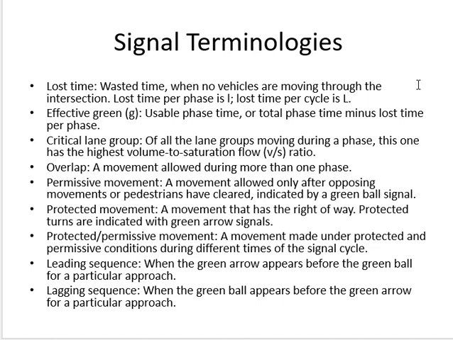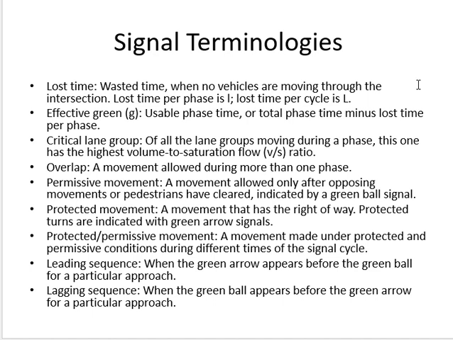If you have multiple lane groups which are happening in the same phase, you will calculate the V by S ratio for each one of them, and for the design you will take the one which has the highest ratio, and that one is called the critical lane group. Overlapping, I already explained: different movements which are happening in the same phase.